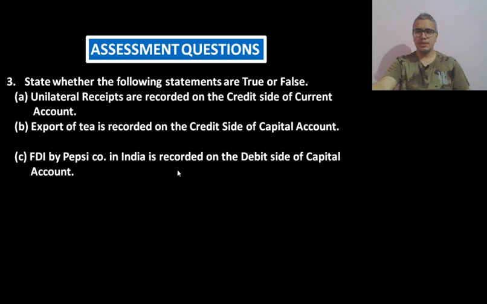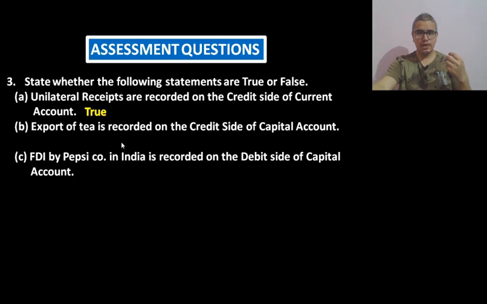FDI by Pepsi company in India is recorded on the debit side of capital account. So you have to find out whether it is true or false. First is unilateral receipts. Obviously receipts means money is coming, so it is credit side, fine. And unilateral transfers are always included on current account, so this is a true statement.